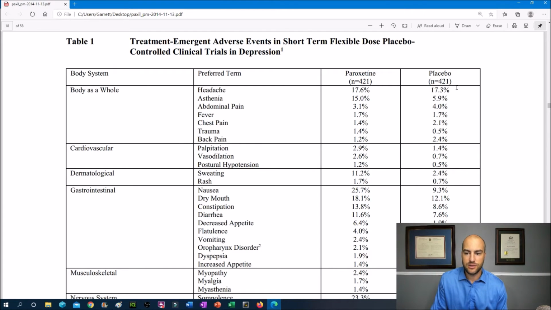So headache looks similar. Asthenia, I believe, is abnormal weakness. So 15% for paroxetine, 6% for placebo. I'm just trying to pick out the ones that have high differences here. Palpitation, so 2.9% for paroxetine, 1.4% for placebo. Sweating, so 11.2% using paroxetine, 2.4% using placebo. That one seems to be prevalent. Nausea, another big one, 25.7% compared to 9.3% drug versus placebo.